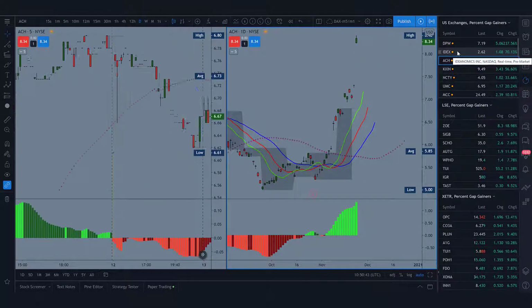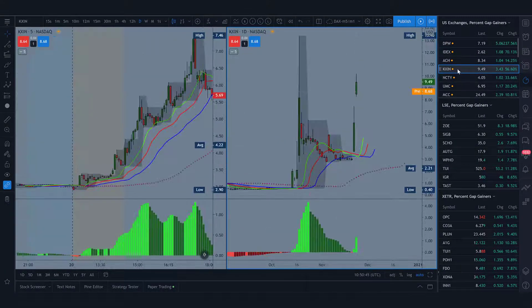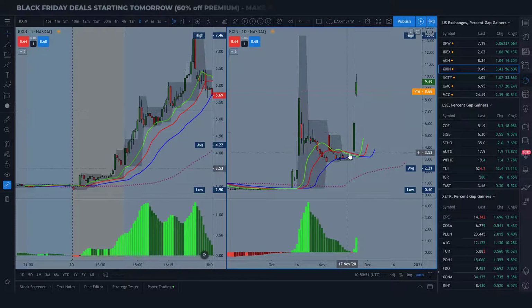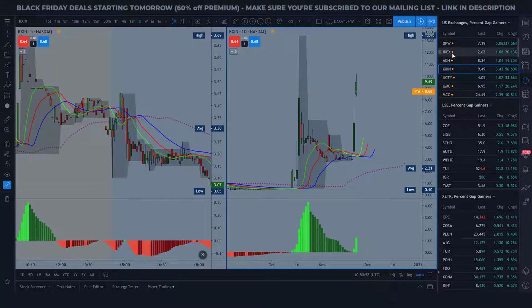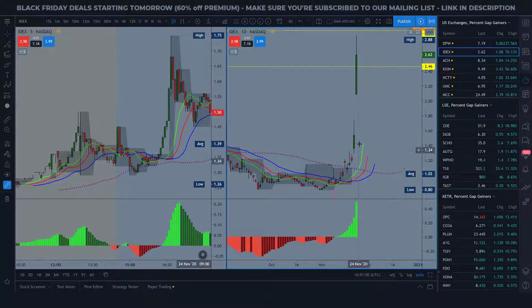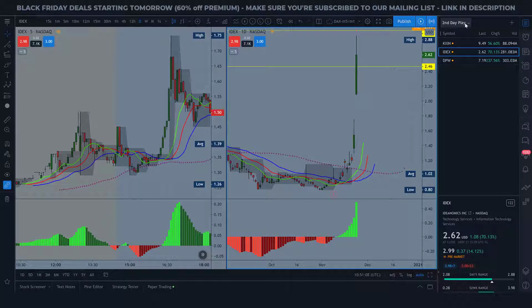So yesterday I had chosen this one, KXIN, because I had already seen the price before. So this is the 20th of November. On Friday I had seen this. As you can see, it's kind of a setup 1 over here. It broke out and then gapped again. So this was a good contender, and this one was a good contender again because of the day before. So that's why I have them in my second day play. You can see second day play.